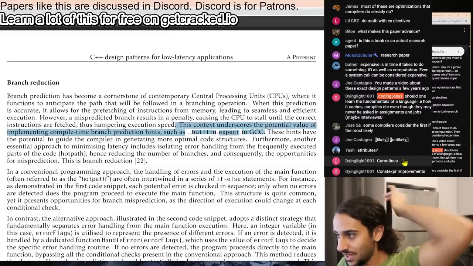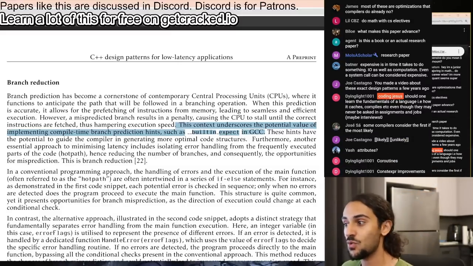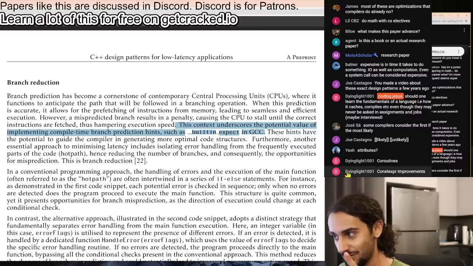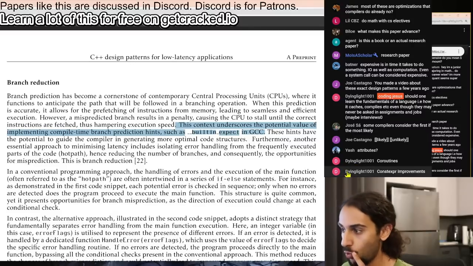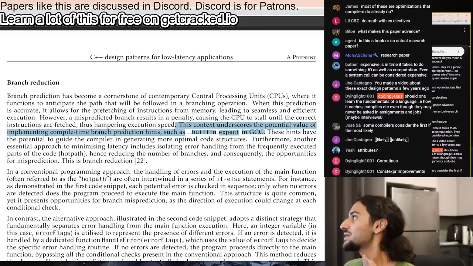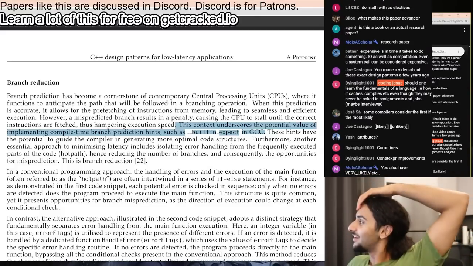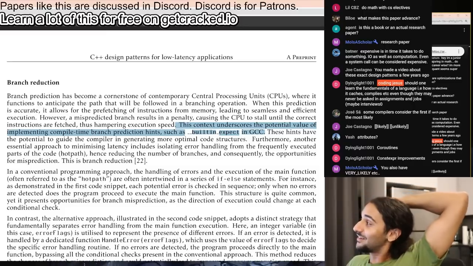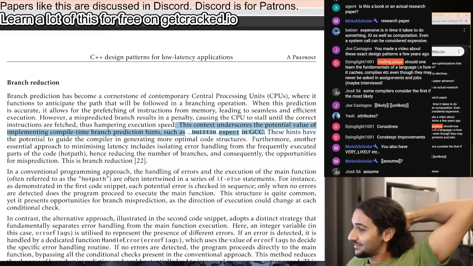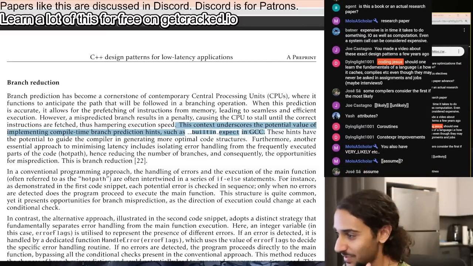Joe is right with likely and unlikely. C++23 introduced one more. Do you know what it is? Assume. Yeah, assume. That's right.